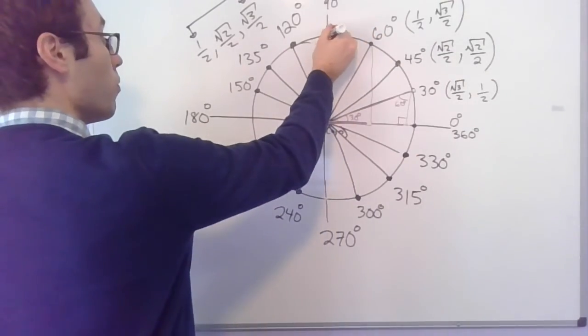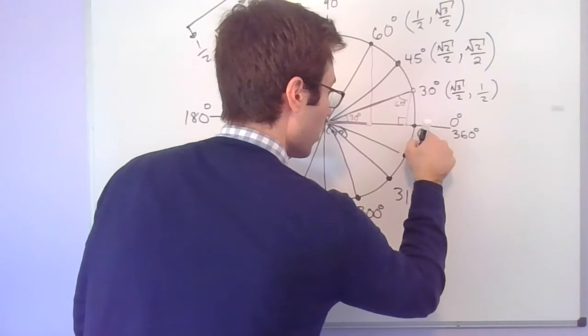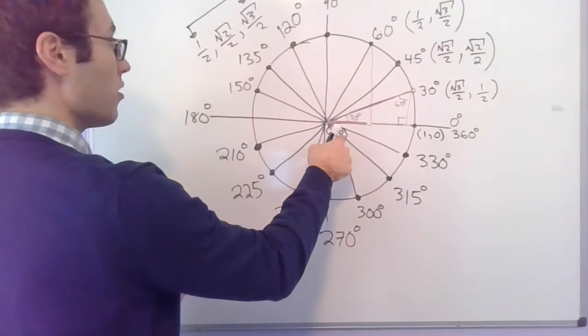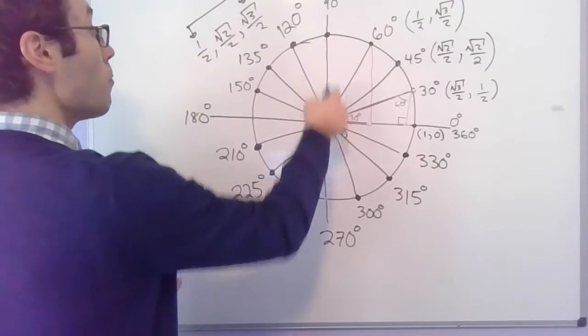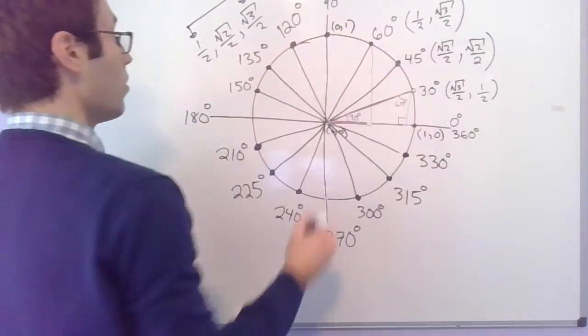And we know this is a unit circle, so that point right there is going to be 1, 0, because that's 0, 0. We're going up 1 in the y direction, so it's going to be 0, 1 right there.